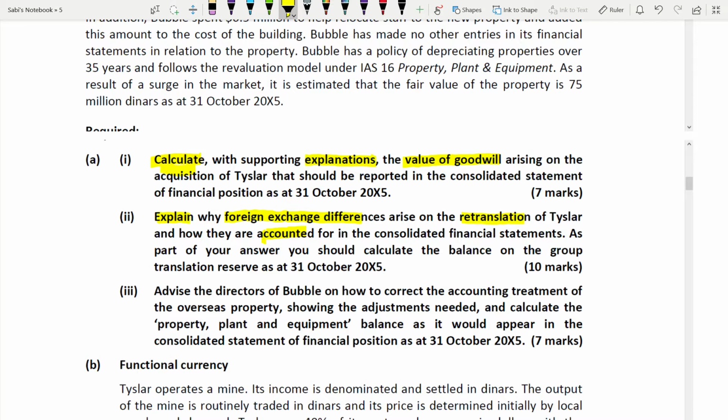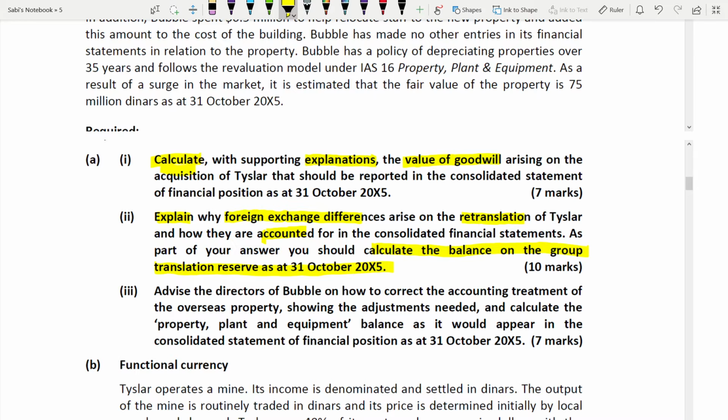As part of your answer, you should calculate the balance on the group translation reserve. So don't forget this. What do you have to calculate? Balance on the group translation reserve. Definitely when we translate foreign exchange, we know that there is a separate reserve for it. So this is foreign exchange reserve or translation reserve. So in the group translation reserve, you have to calculate the balance also, what goes there.